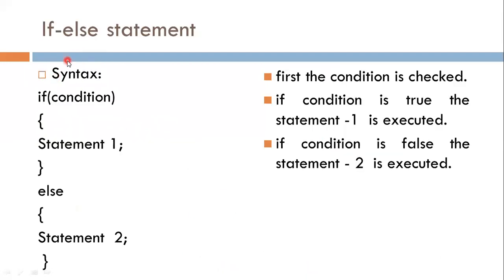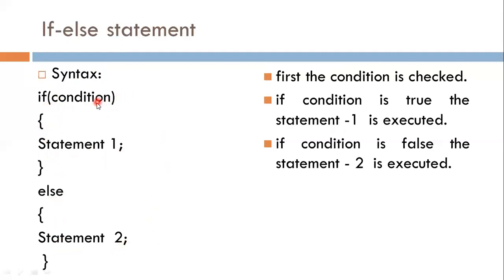Now the second statement is the if else statement. Whenever we have two conditions, two possibilities, this statement is used. The syntax of the if else statement is like this: if, in brackets the condition, then in open and close brackets statement 1 is written, and in the else part statement 2 is written.